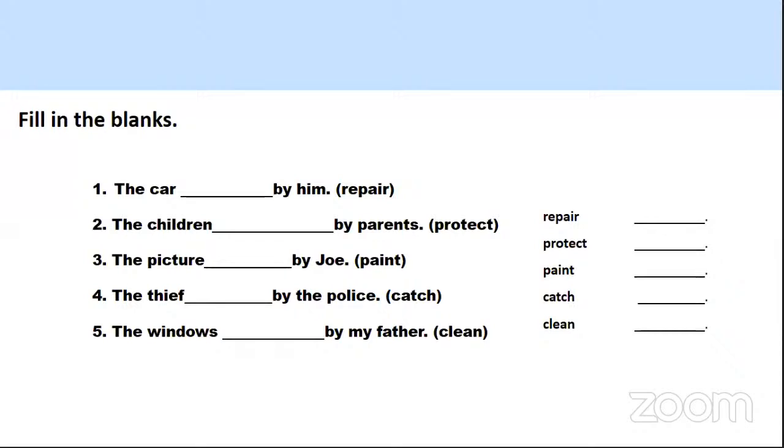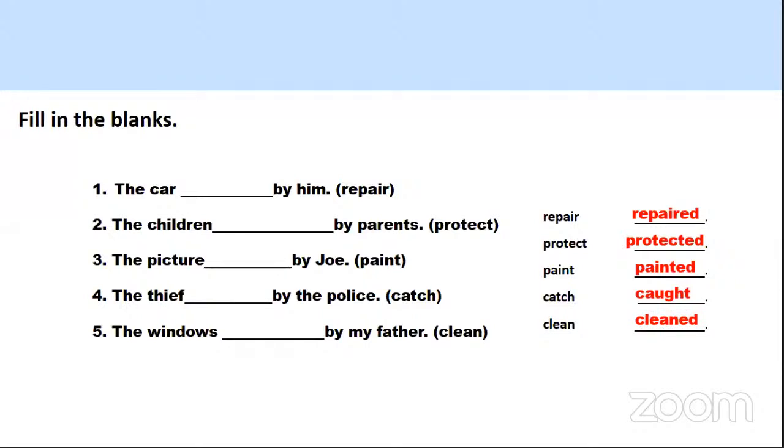Shall we discuss? Okay. Repair. What is the past participle verb? Repaired. Protect. Protected. Paint. Painted. Catch. Caught. Clean. Cleaned.